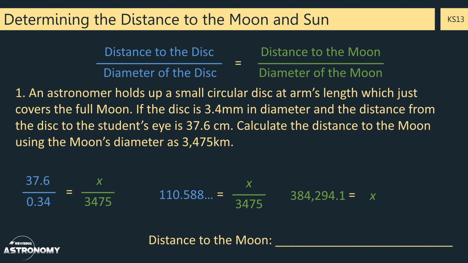For our final answer, it seems appropriate to give the value to 4 significant figures, as this was what was used in the question for the value of the moon's diameter. This gives us a final estimate of the distance of the moon as 384,300 kilometres.